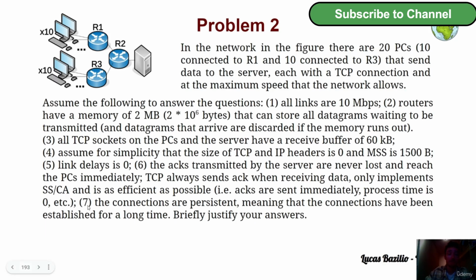And finally, assumption 7, the last assumption: the connections are persistent, meaning that the connections have been established for a long time. Given all of these assumptions, this is the information we need to answer the following questions that we are going to see now. We also need to justify our answers.